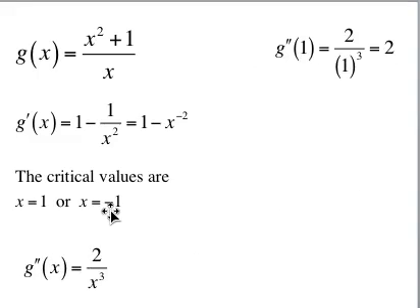So first let's take a look at 1. g double prime of 1 is 2 over 1 cubed, that's positive 2. That's concave up. If we have a concave up situation, the function will achieve a relative min, a local min at x equals 1.